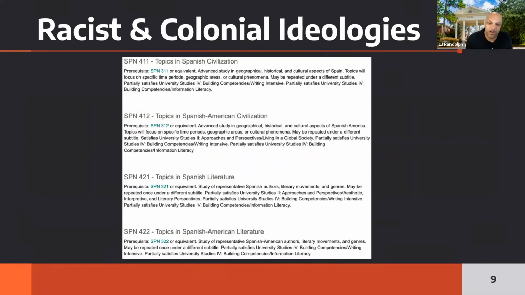The way that we organize our courses, this might be difficult to read, but I wanted to include the descriptions here. This is just a clip of the advanced culture and literature classes that we offer at my current institution. So you can see there it's divided based on, is it Spain or is it someone else? So we have Spanish civilization and Spanish literature, and we have Spanish American civilization and Spanish American literature, as if all of Spanish speaking Latin America is comparable to Spain in terms of artistic production and value of the history and the literature of those cultures.